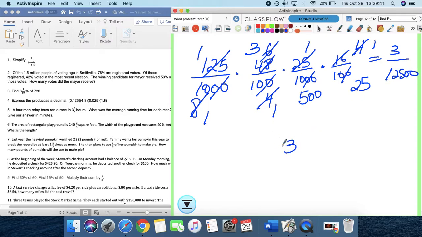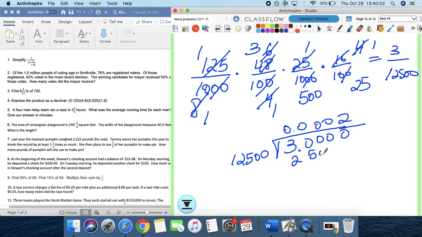Which I now will divide and change to a decimal because that's what the question is asking us to do. So 0.0 doesn't work. 2, 3, still no. And at 30,000, 12,500 can go 2 times, which is 25,000. And then we're going to have 5,000 left over. We're going to bring another 0 down. And 50,000 divided by 12,500 equals 4.